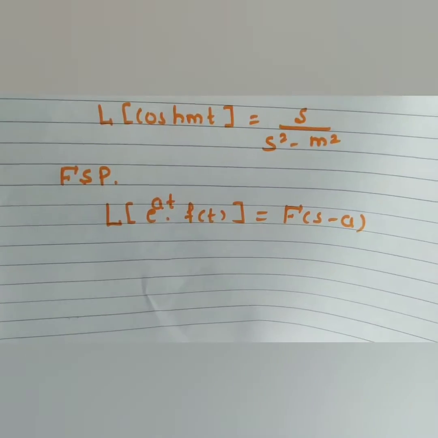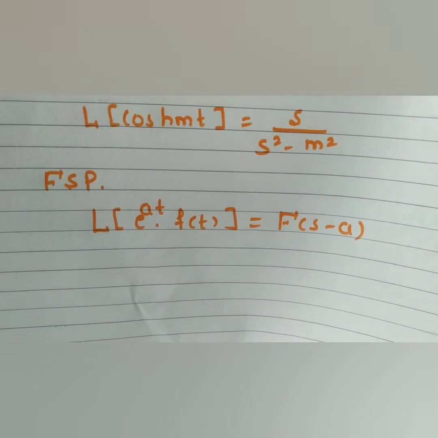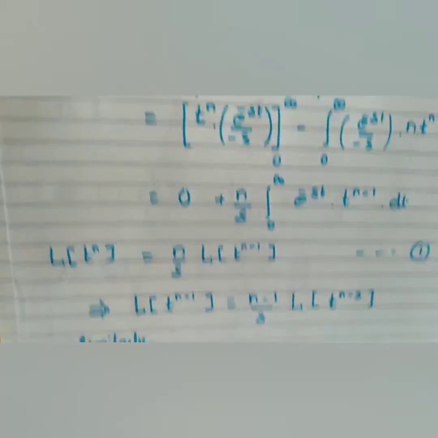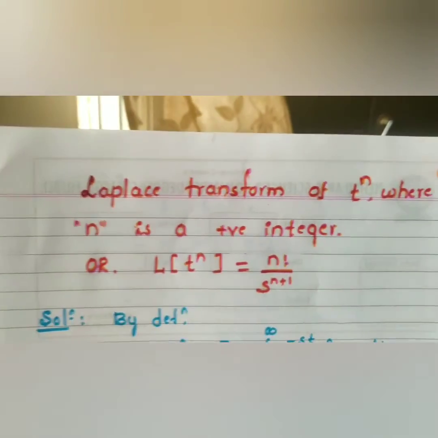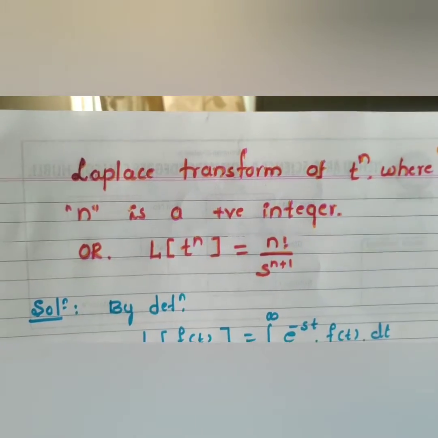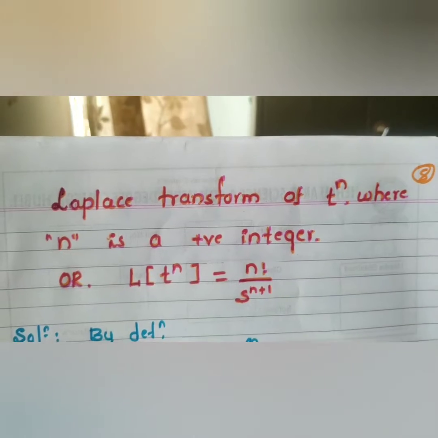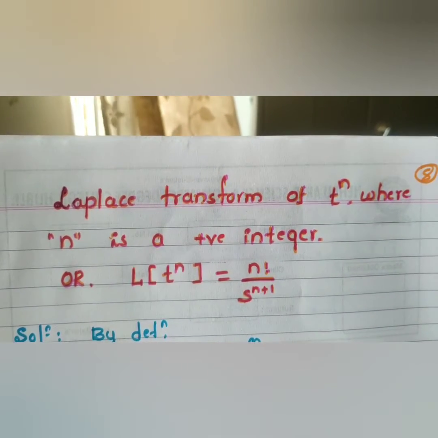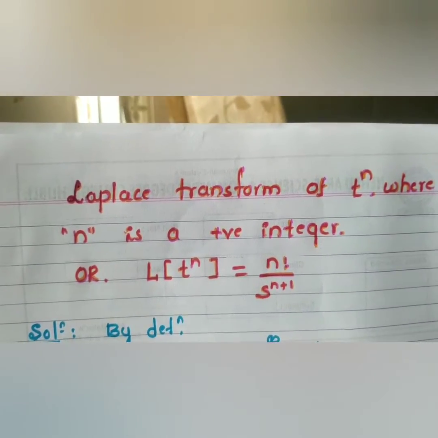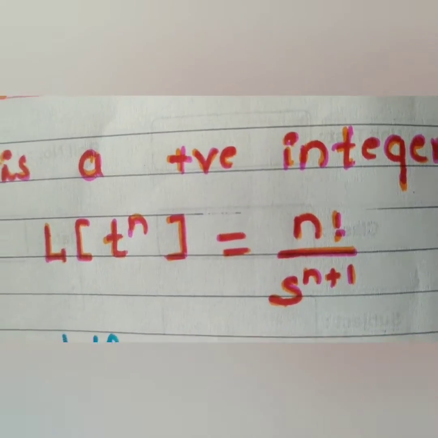The first shifting property we also did. The first shifting property says that L of e raised to at into f of t is F of s minus a. Next, we can go for the Laplace transform of t raised to n, where n is a positive integer. To go for one more derivation, to find the Laplace transform of t raised to n, we get the result L of t raised to n is n factorial divided by s raised to n plus 1.